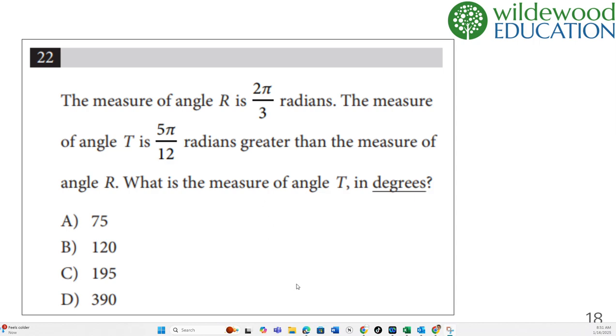So here, pause the video if you haven't already tried this problem, but I really want to show you how something can look so hard at first and then look so easy once you practice. Okay, so give it a try and let's see what we have.